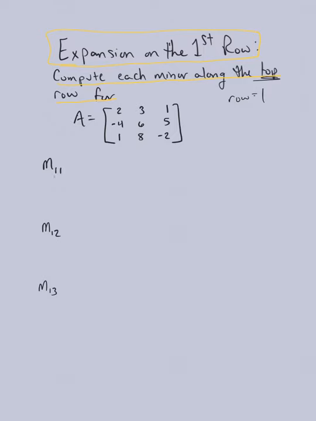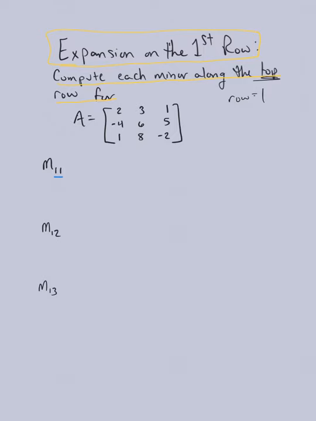So that's going to be the minor in row 1, column 1. So it's using this 2 right here. And so I'm going to multiply by 2 out front. And then what I do is I imagine crossing out its row and column and looking at the matrix or the determinant that's left. And so I'm going to take this entry and multiply it by this determinant right here.